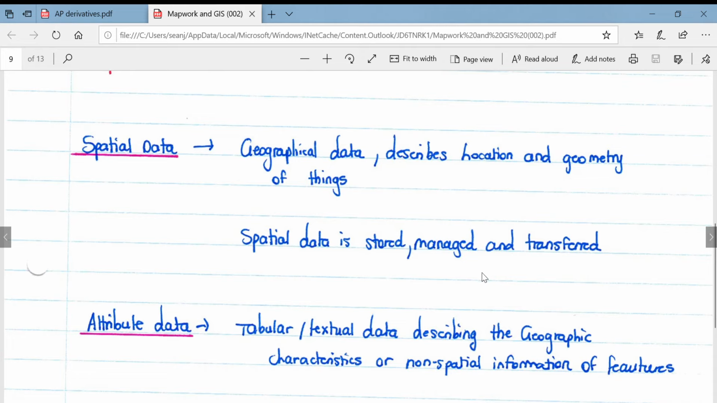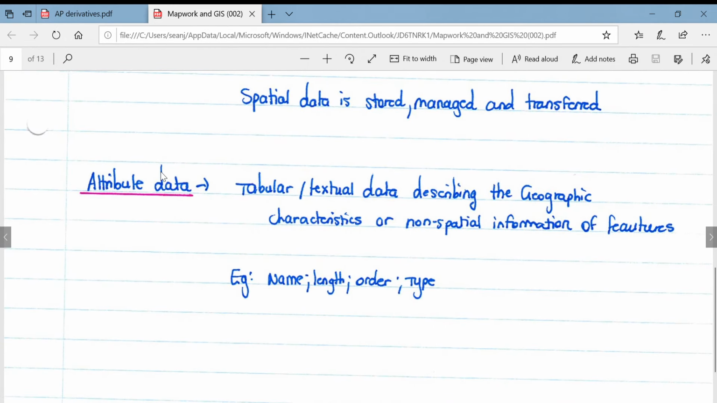So an example of this would be the actual base map that you use. So in GIS, OpenStreetMap is an example of spatial data. It is the background map that you use before you go and input your attribute data.